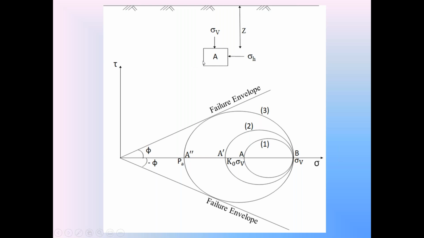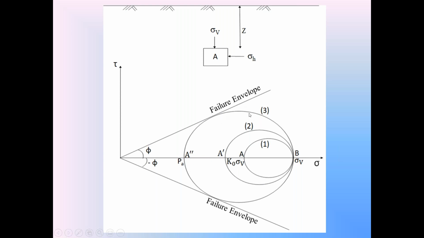But when this retaining wall is moving away from the backfill in the active condition, sigma h further decreases. At one stage, sigma h becomes minimum. At that minimum, point A, which represents the horizontal stress sigma h, is shifting to A double dash. Then by taking this point A double dash and B, if I prepare this Mohr stress circle, the Mohr stress circle touches the failure envelope.